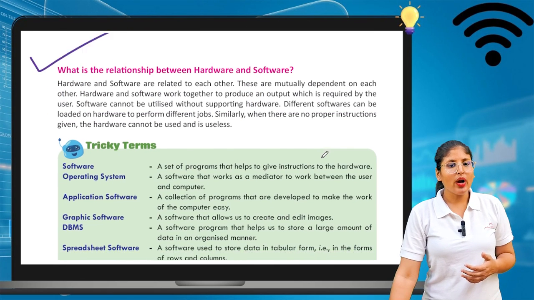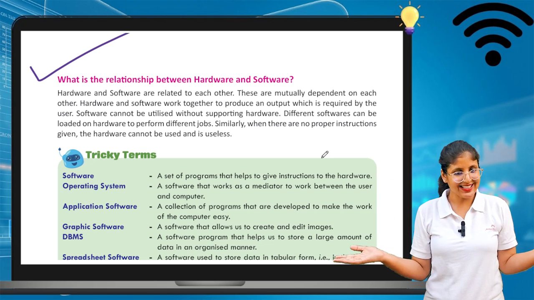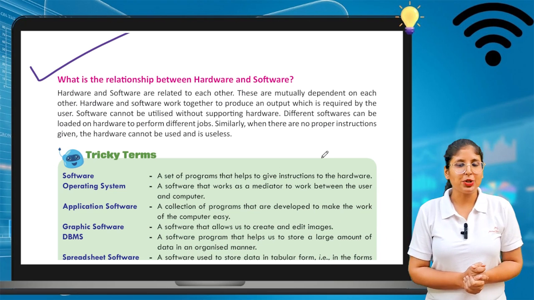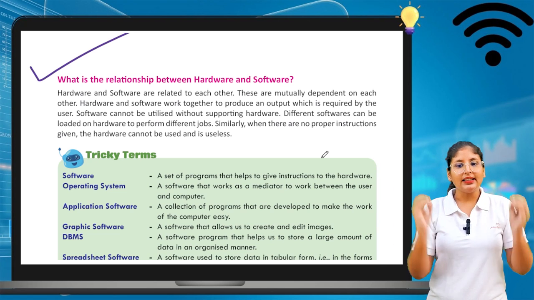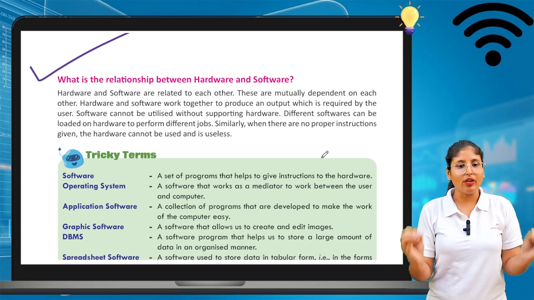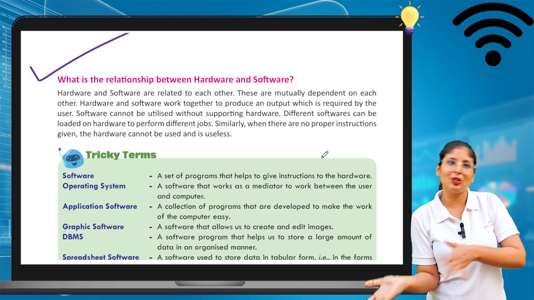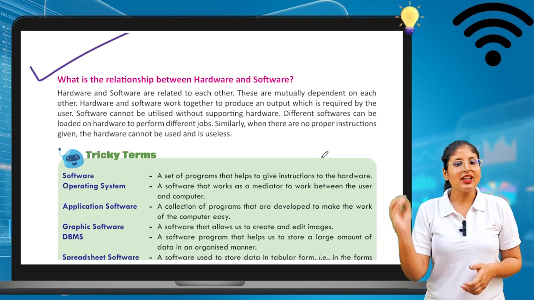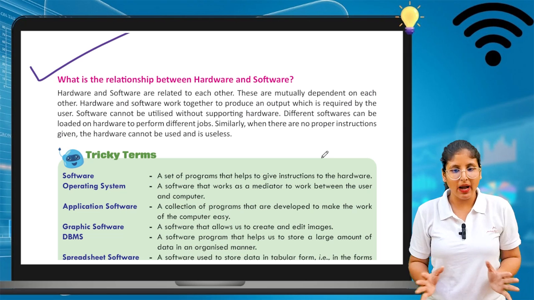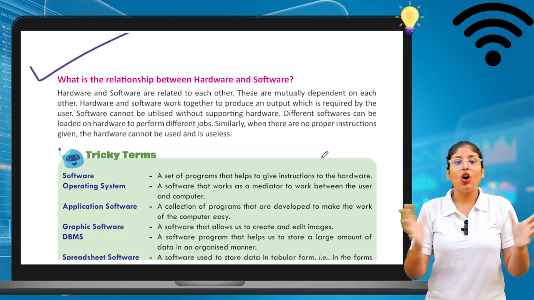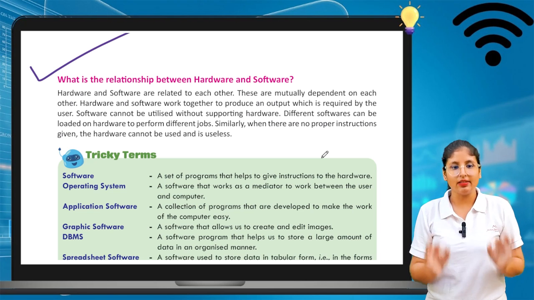Now we will see the relationship between hardware and software. Hardware and software are related to each other. These two terms are mutually dependent: hardware is dependent on software and software is also dependent on hardware. Hardware and software work together to produce an output required by the user, because with the interaction of both we get a result.